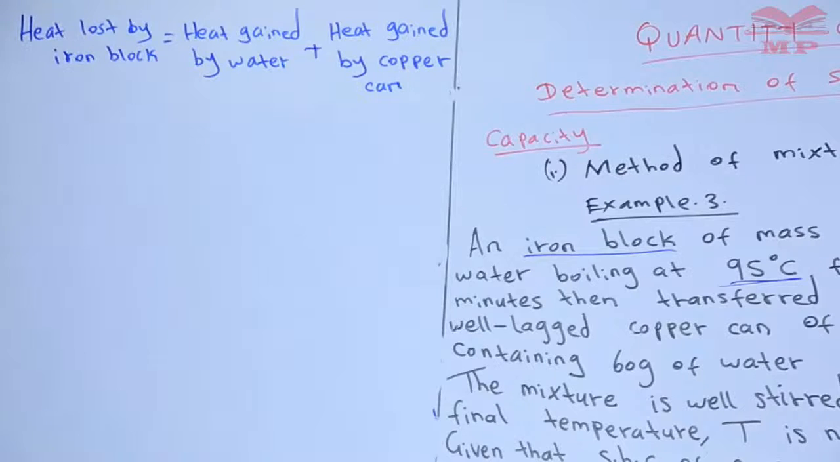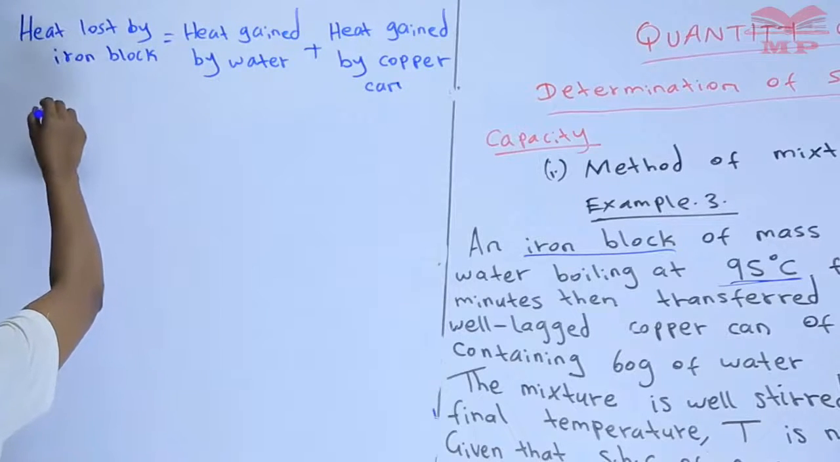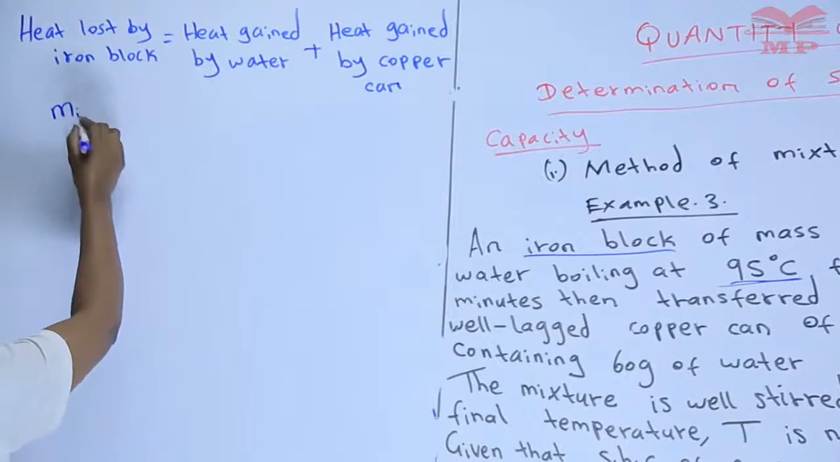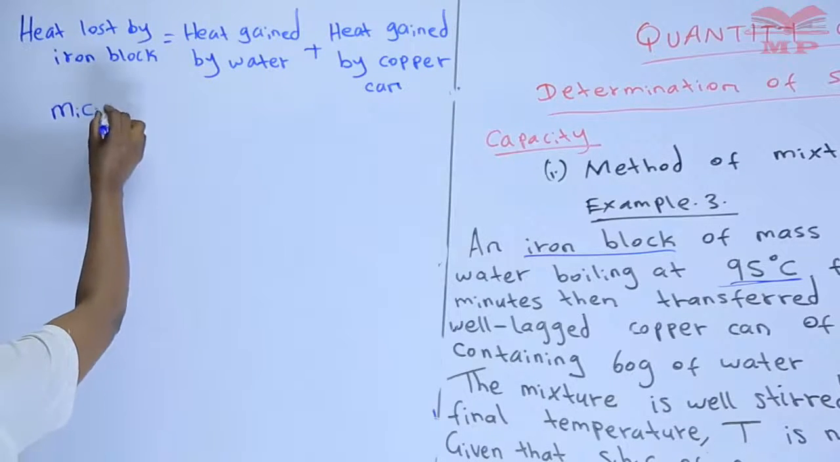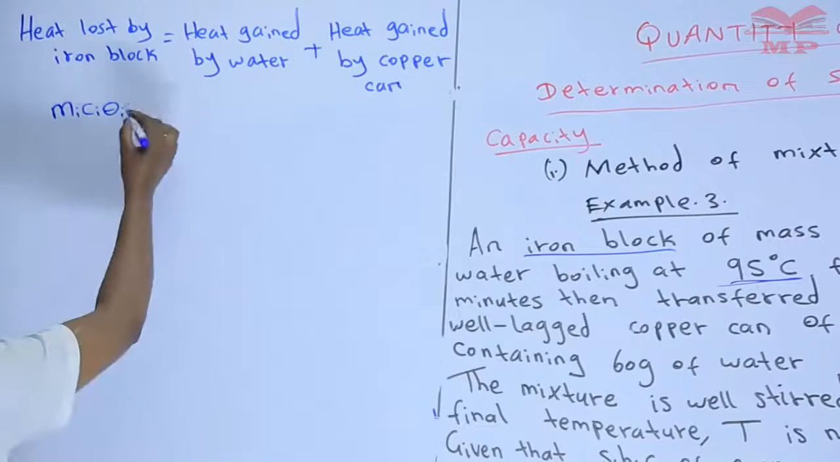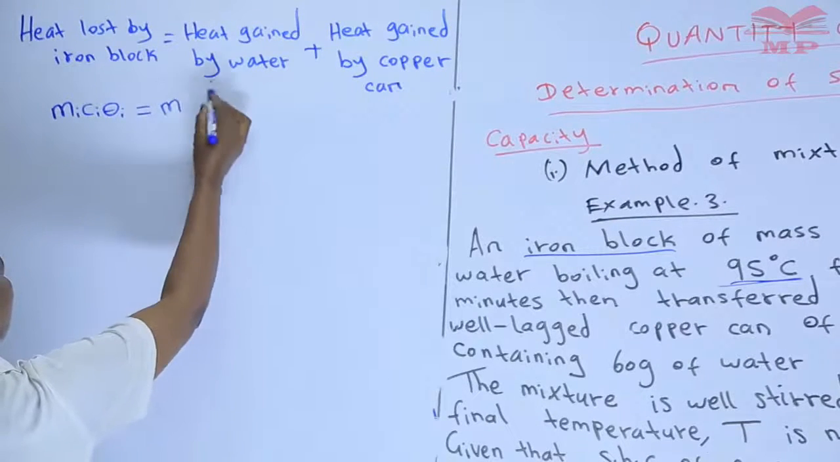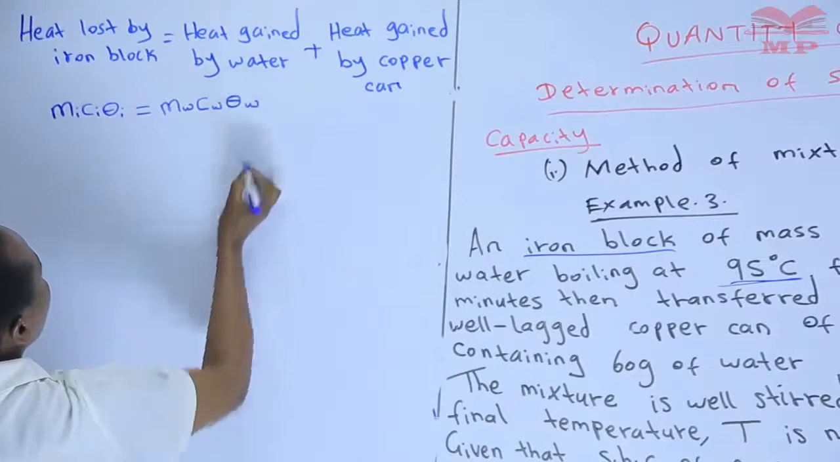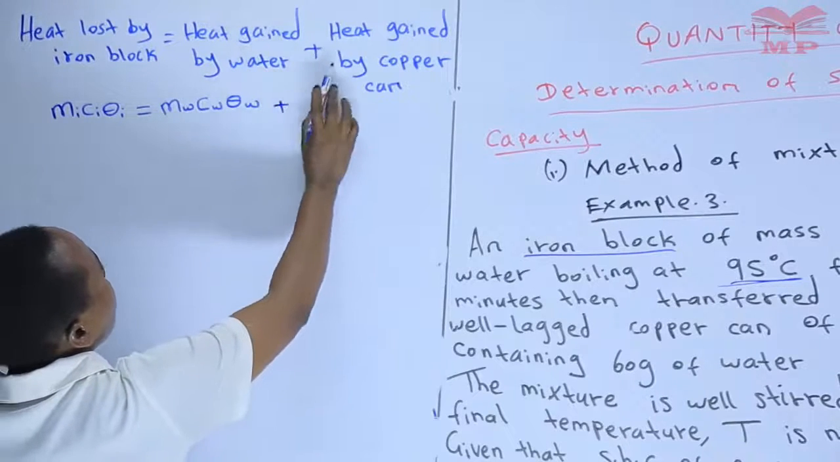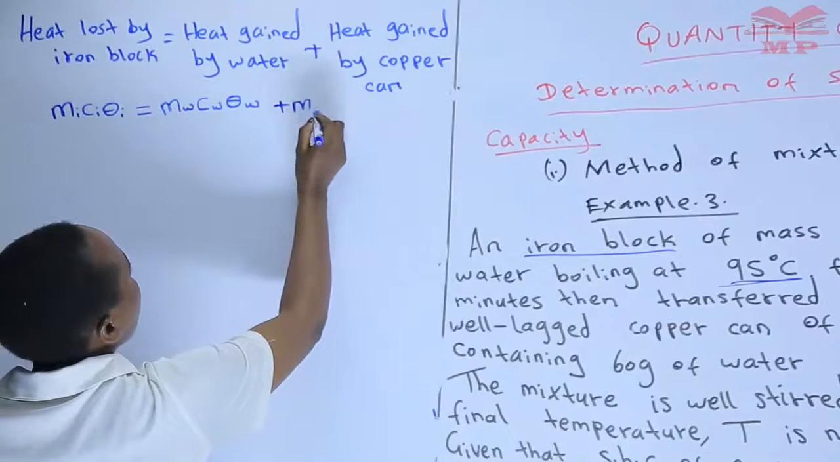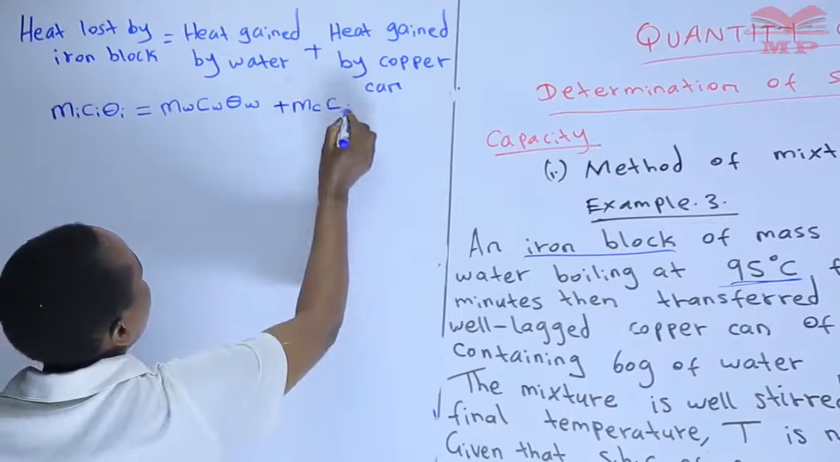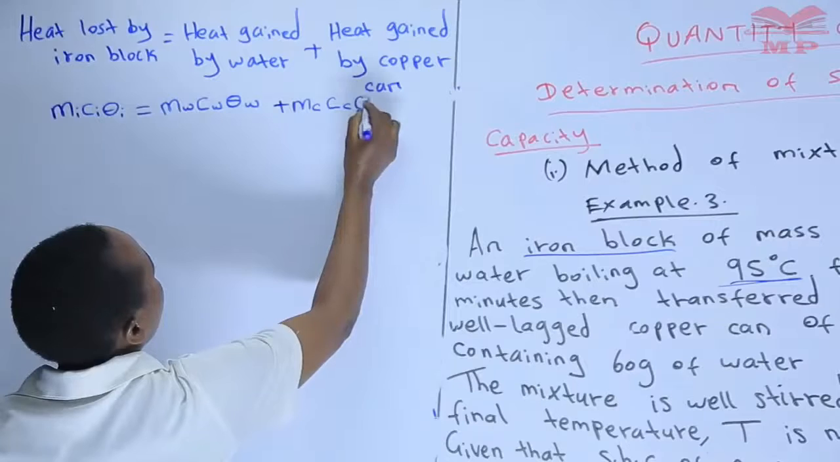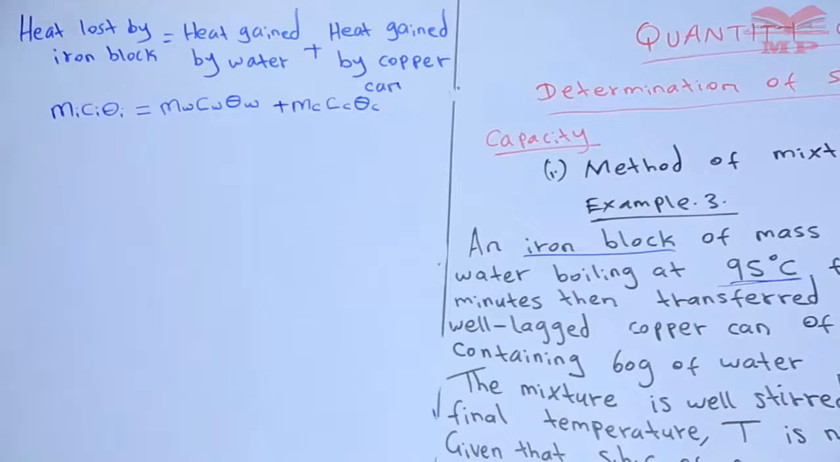Then we can write the formula. Heat lost by the iron block will be given by mass of the iron times specific heat capacity of iron times the change in temperature of iron, which is equal to mass of water times specific heat capacity of water times the change in temperature for water, plus heat gained by the copper can, given by mass of the copper can times the specific heat capacity of the copper can multiplied by the change in temperature for that copper can. So that's what we have. Then we move on and now analyze the question.